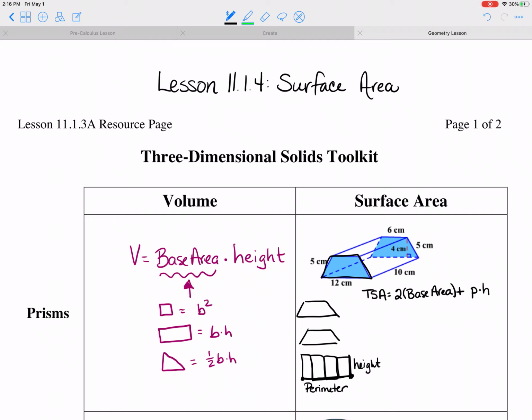So for this particular shape, we have our trapezoid. So our base area would be the top base plus the bottom base divided by 2 times the height of the trapezoid. And we want 2 of those. Plus the perimeter of the trapezoid, which would be 12 plus 5 plus 6 plus 5, which is 18, plus 10 is 28, times the height of 10.